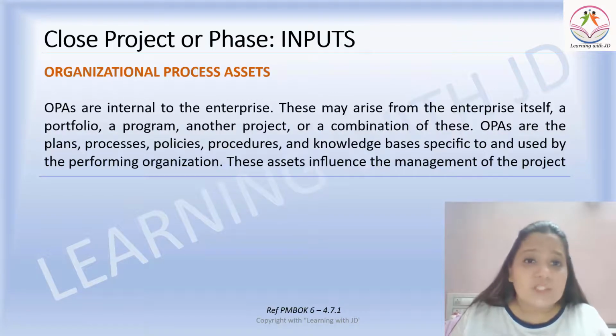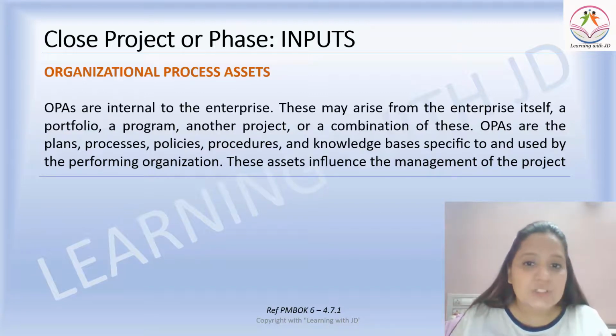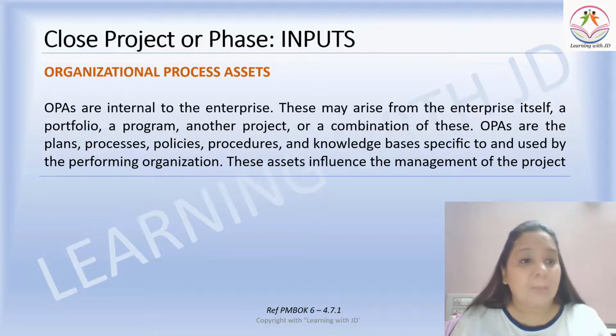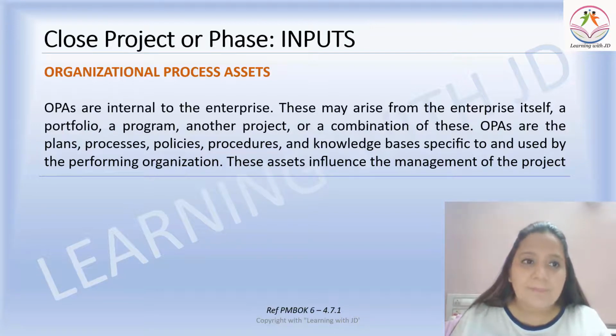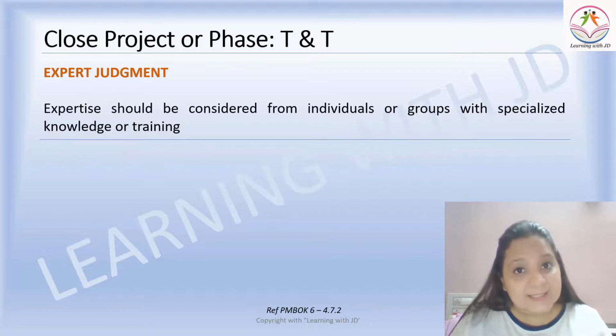You need the organizational process assets. OPAs are internal to your enterprise. They give you all the processes, plans, policies, procedures and knowledge bases. All this information you need for closing, because there are certain specific formats available for the closure of the project, so you need to use them. Now let's see what are the tools and techniques that you will use.